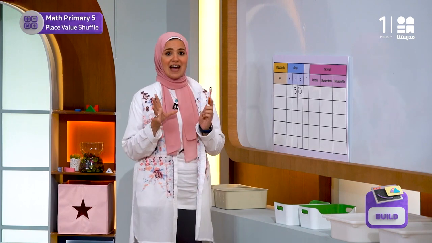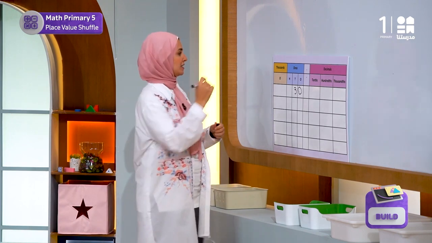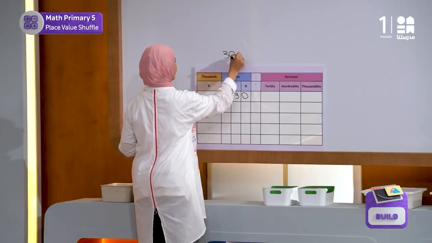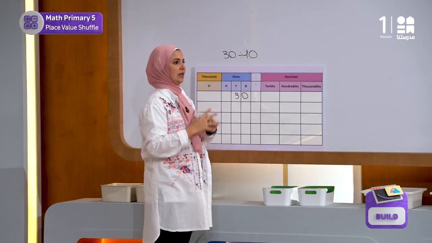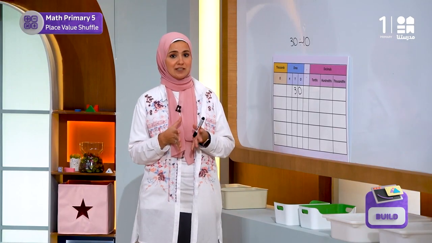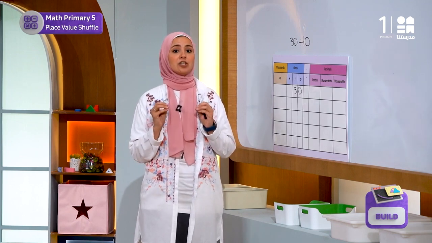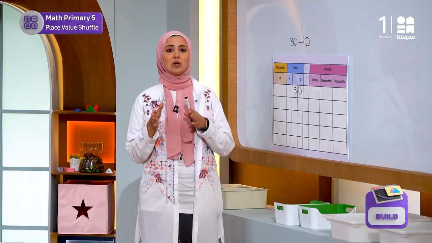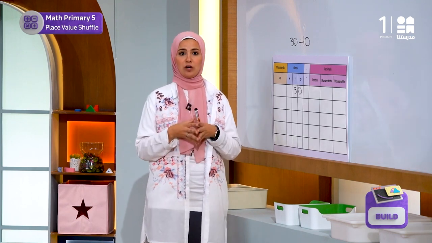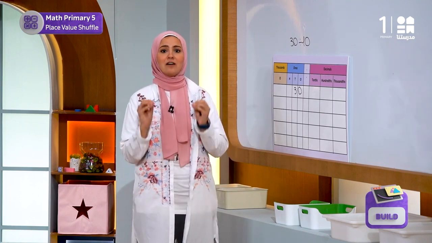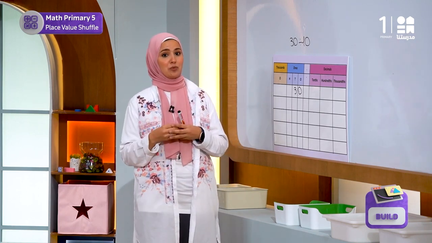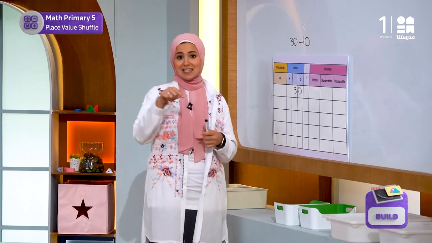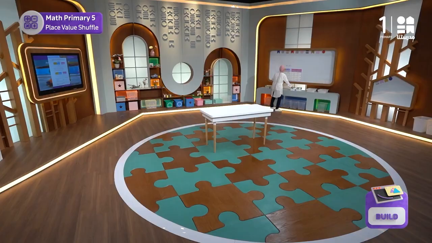The equation that represents this is 30 divided by 10, which is 3. This assures us that if you divide the number by 10, the value will be 10 times smaller. This is the opposite of multiplying it by 10, which is explained in the previous activity. Let's have another example.